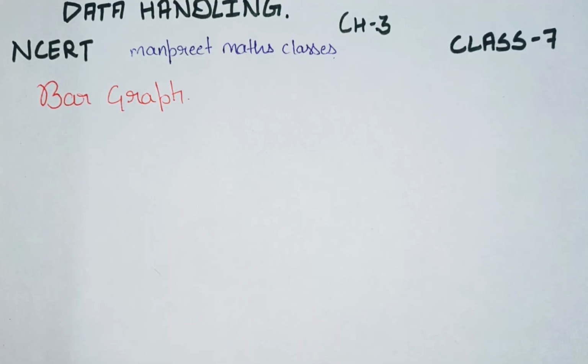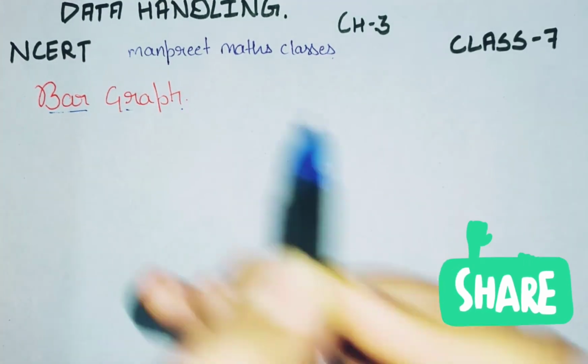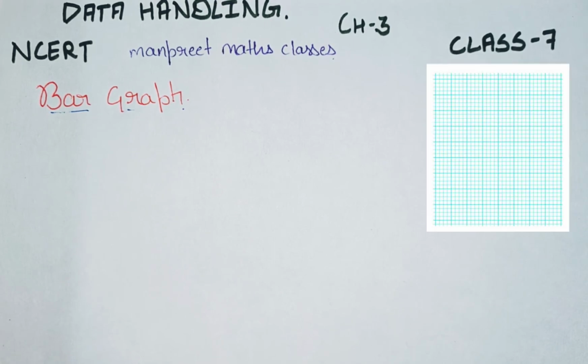Today we are going to continue the rest part of our chapter 3, that is data handling, and for today's class the first topic is bar graph. Now what is a bar graph? A bar graph is also one of the methods to represent certain data, and we draw these graphs on graph paper.